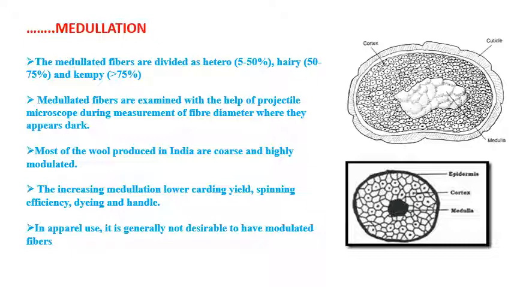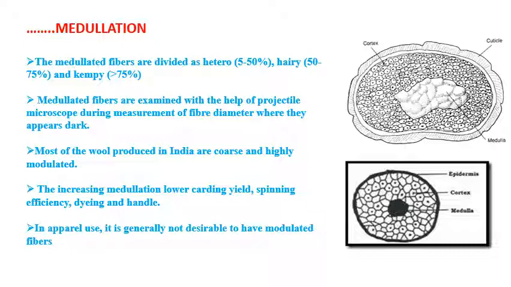So earlier I have shown some cross sections. In the case of kemp, the major portion is dark and medullated. Now medullated fibers are examined with the help of a projection microscope during measurement of fiber diameter, where they appear dark. So in the right side picture you can see in the top there is a white portion, and in the bottom there is a dark portion. So this portion we can measure. After projecting the fiber we can measure it and calculate the percentage, that is called medullation percent.